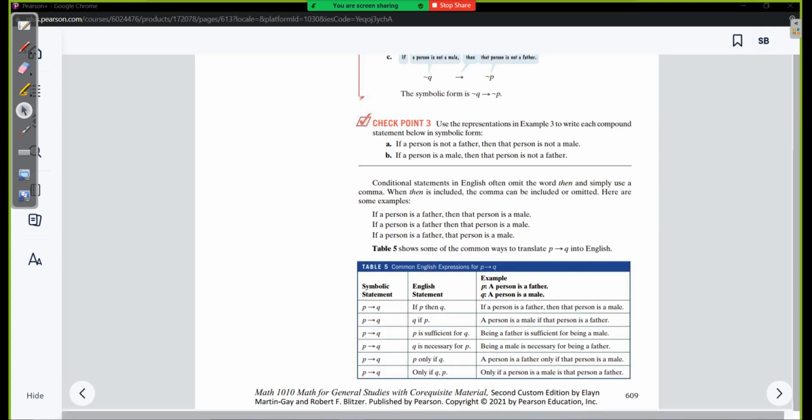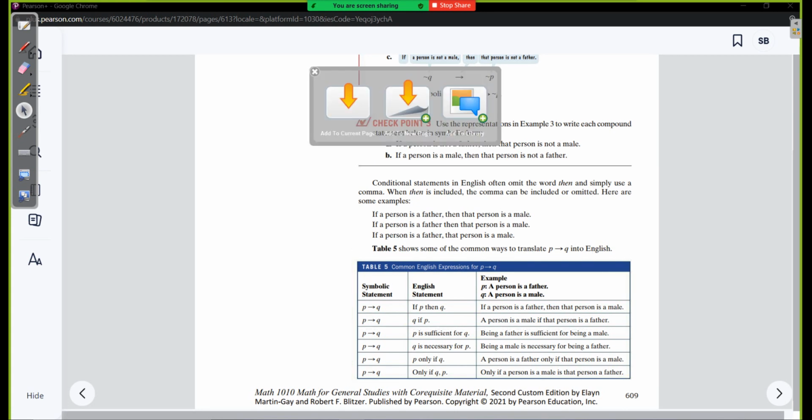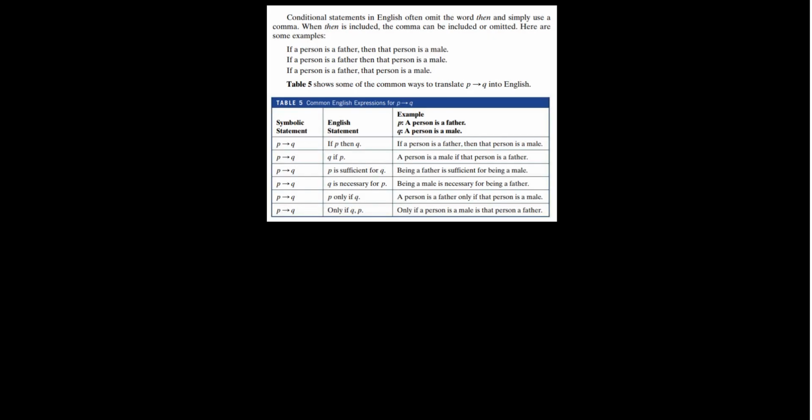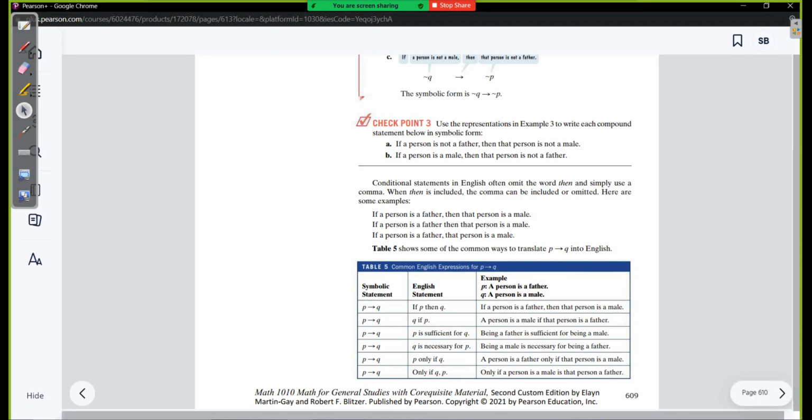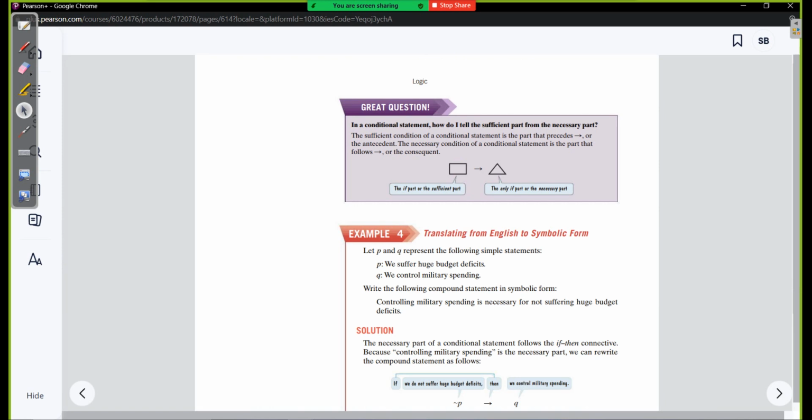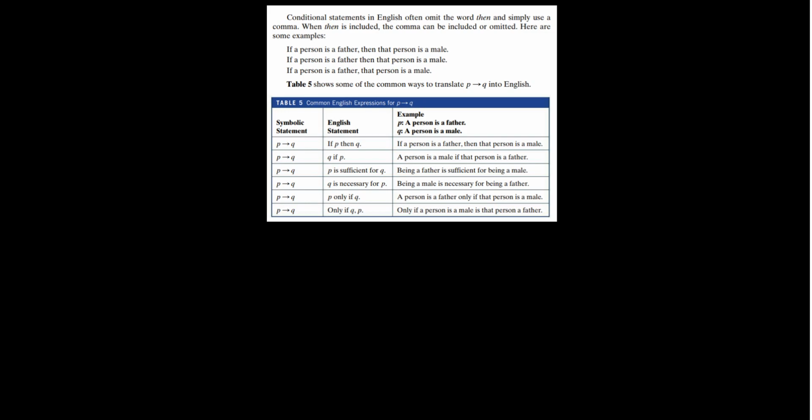So similar to other statements that we've seen, there are multiple ways to say if then. And I believe we also have another table on the next page. No, we don't. Never mind. Okay. So similar to, oh, did I even snip that?